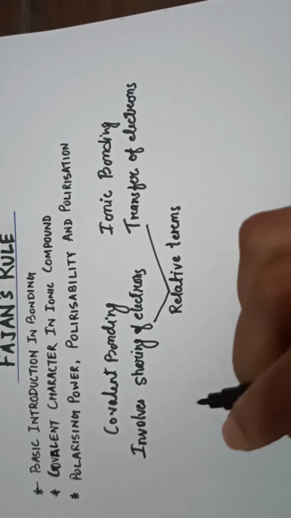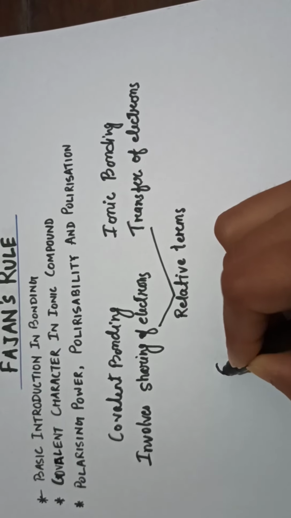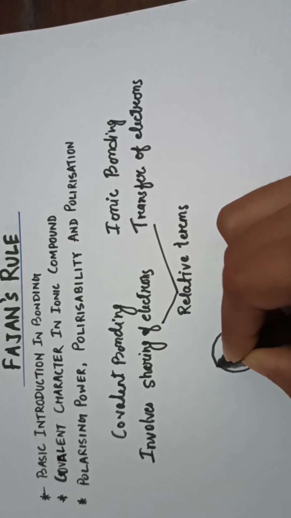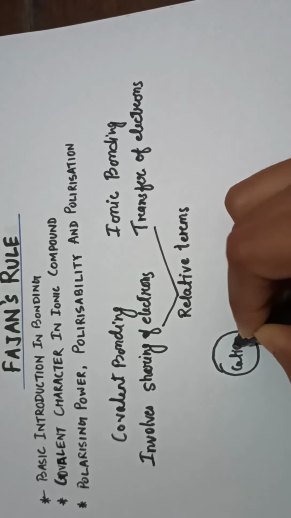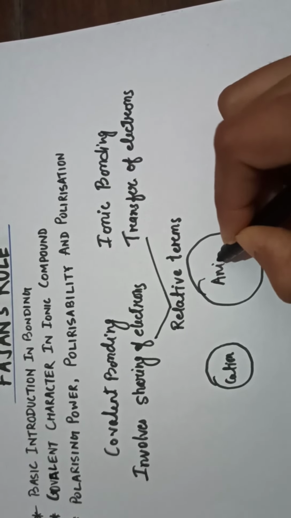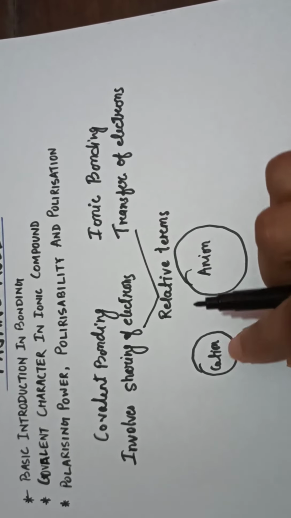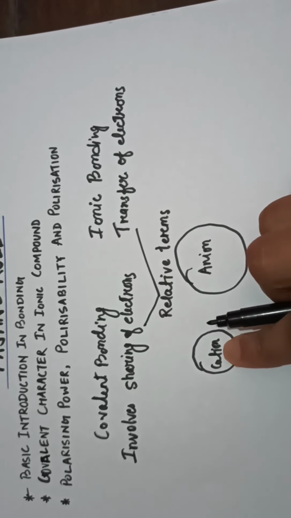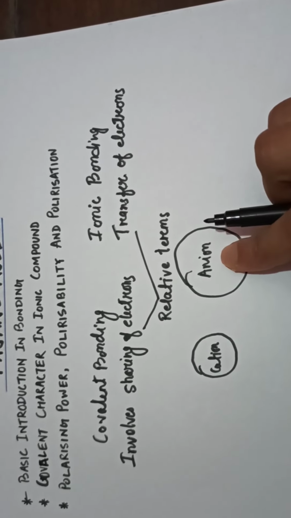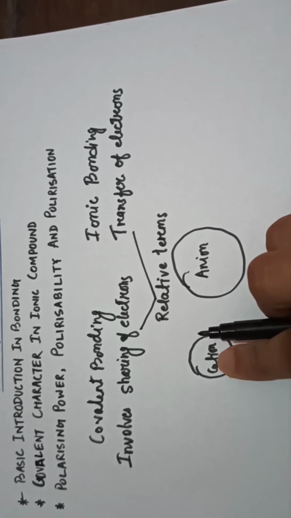Now, let's say we have an ionic compound, and we know that in the ionic compound we will have a cation and an anion. The cation has a smaller size than the anion. This is because the ionic radius of the cation is smaller than the ionic radius of the anion, as the anion has more electrons compared to the cation.